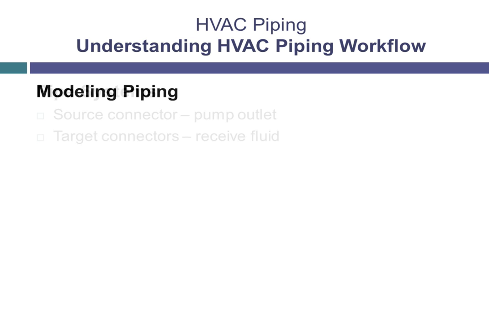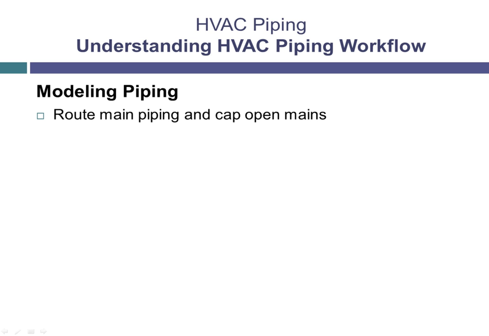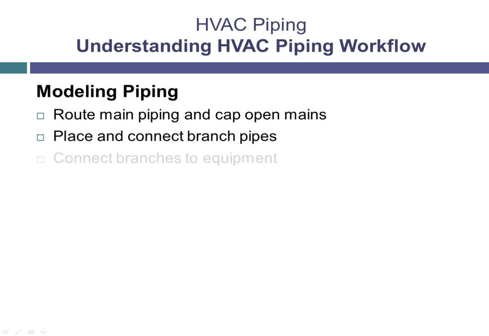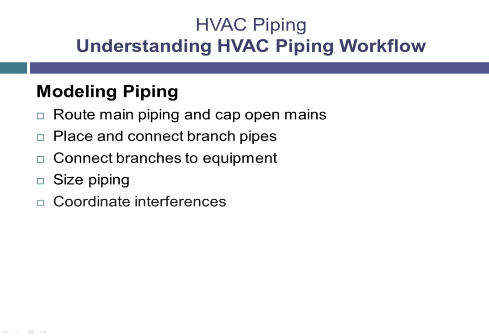Additionally, when modeling piping, you should route main piping and cap open mains to begin modeling a system. Then place branch pipes and connect them to the main piping. Revit provides tools to help you define routing preferences so that you can quickly lay out piping systems. Next, you need to connect the branches to the equipment by either using flexible pipes or rigid piping. Then you can size the piping as necessary if you did not do so during the routing. Also, throughout the entire design process, you should always coordinate interferences with other disciplines.